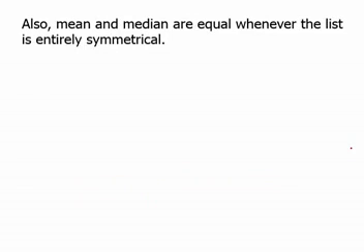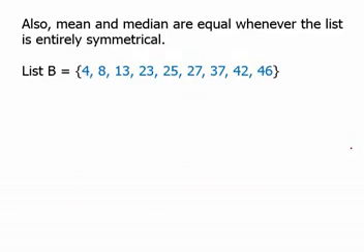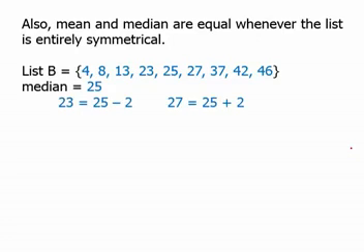Also, mean and median are equal whenever the list is entirely symmetrical. What do I mean by that? Well, consider this list. Of course, the median is the middle number, 25. Now think about the other numbers.